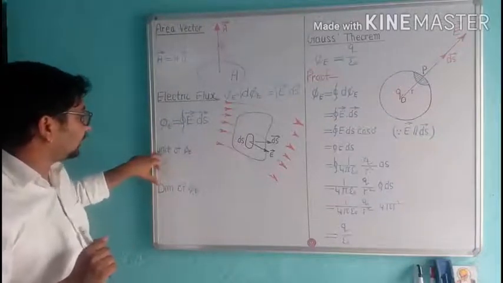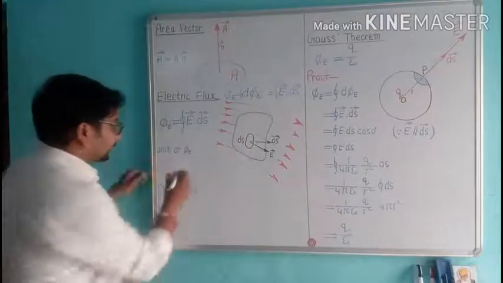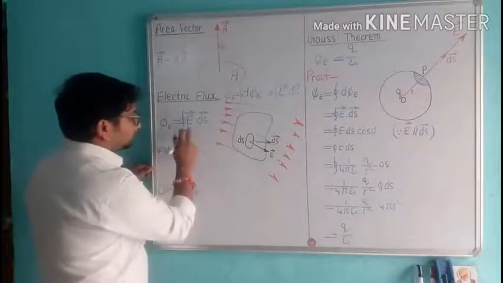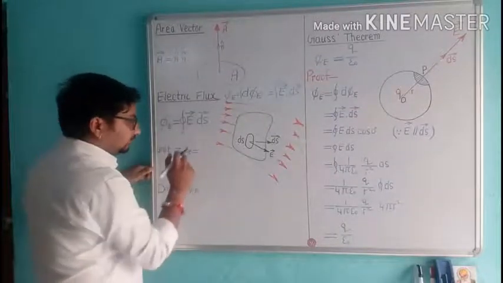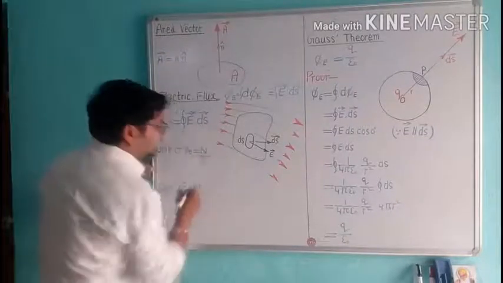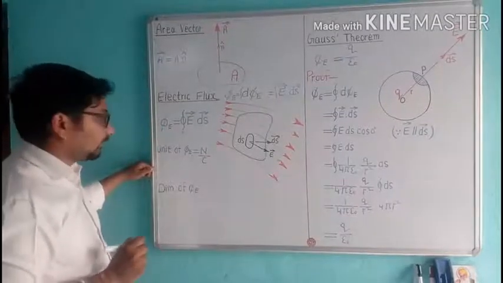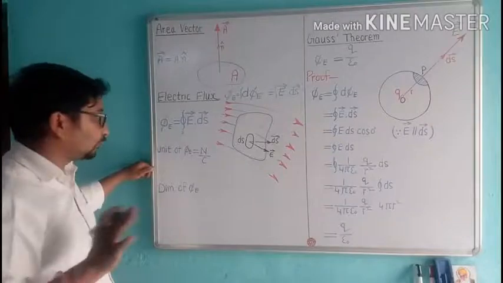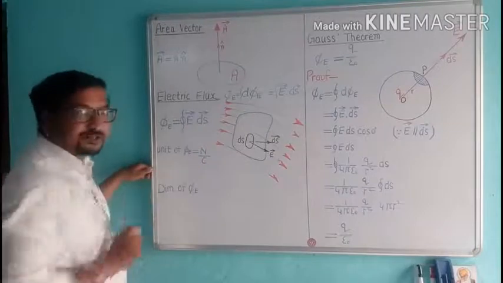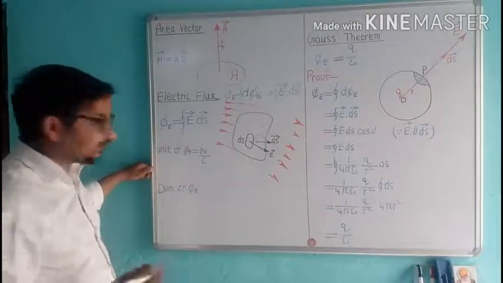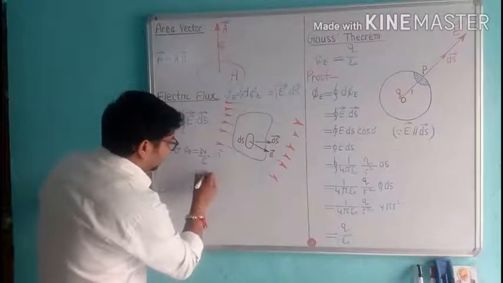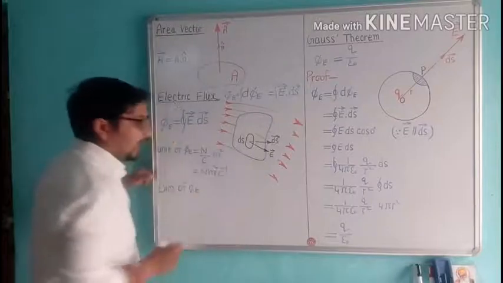Now let's talk about the unit of electric flux. By using the formula phi e is equal to E dot ds, the unit will come from the unit of E. The unit of E, electric field, is Newton per Coulomb, as we know from the formula E is equal to F upon Q. And ds represents an area vector, so its unit will be meter square. So the unit of electric flux will be Newton meter square per Coulomb.